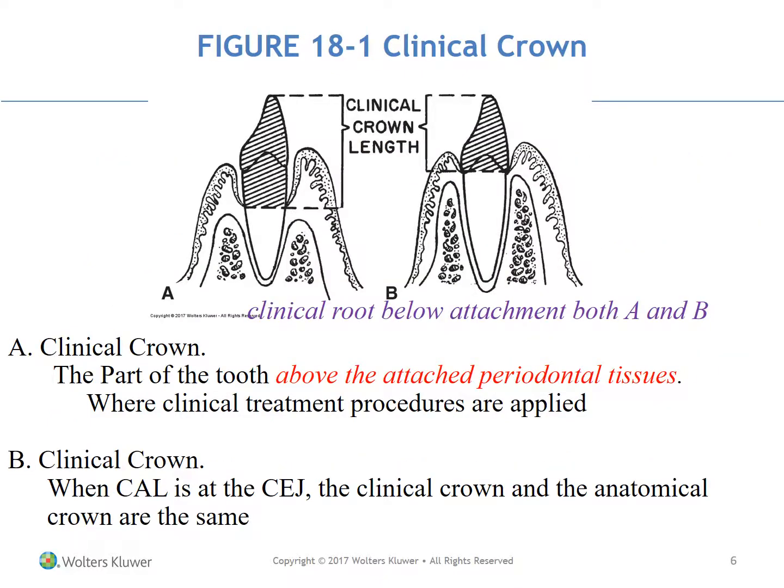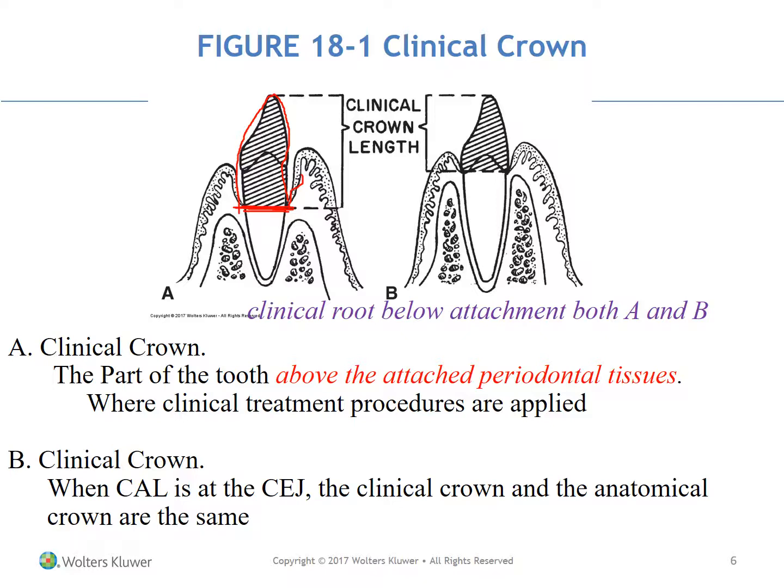Okay, so here's what we were just talking about. The clinical crown is that part of the crown that is above the attachment. So, let me get my pen again. Here's our attachment in red, right? So anything, even though it's subgingival, anything that is above the attachment here is considered the clinical crown. So everything I have circled in red here is considered the clinical crown.